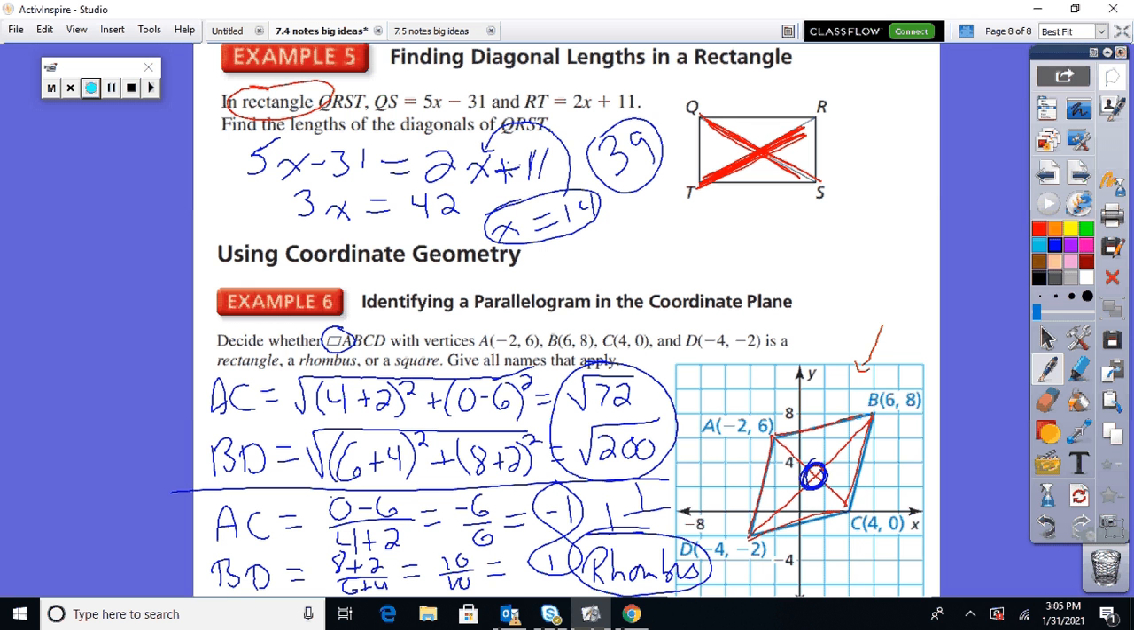So you're just going to show me work for these things. And diagonals are usually the easiest way to go. So we'll practice some more of this for our homework and our in-class days.